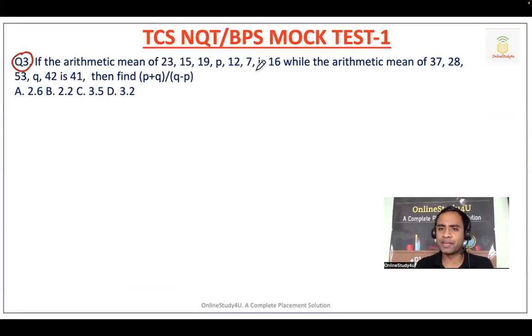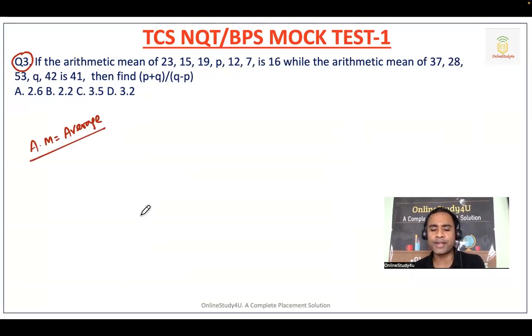If the arithmetic mean is 16, while the arithmetic mean of this is 41, then find p plus q divided by p minus q. One thing which you need to understand is that arithmetic mean is nothing but average. Okay, and you know how to find out average.